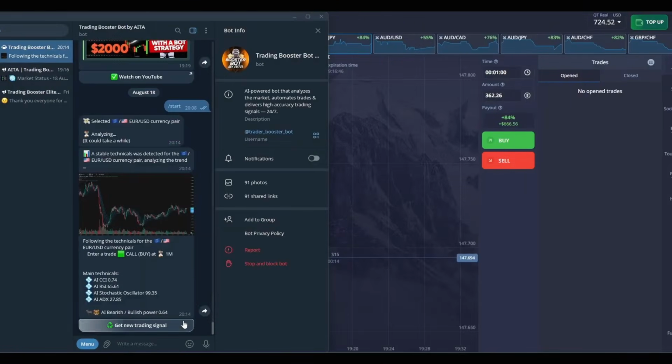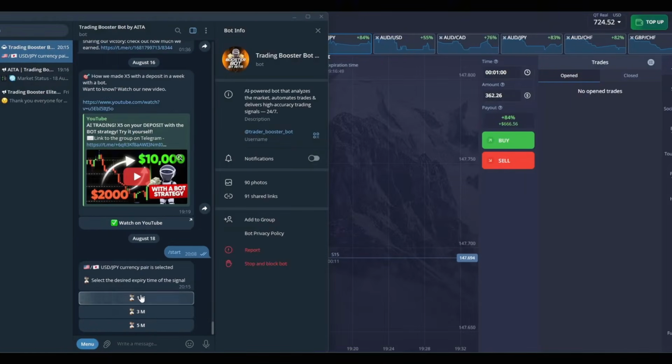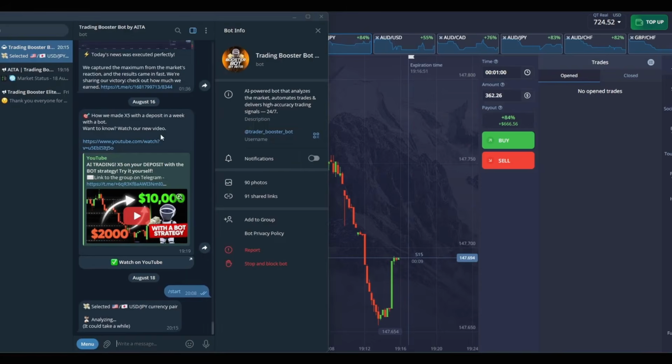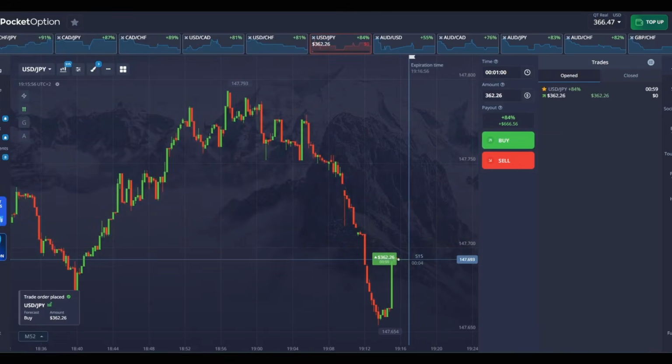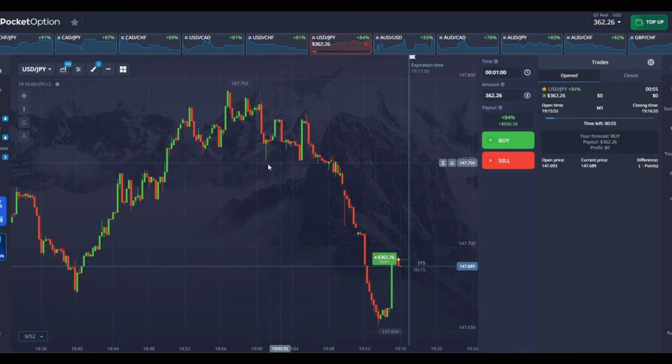First, I want to open a trade right away. Let's do just that. Let's choose a currency pair, US dollar and Japanese yen, together with Booster Bot. Trade duration, 1 minute, and we get a buy signal. I'm opening my trade immediately.